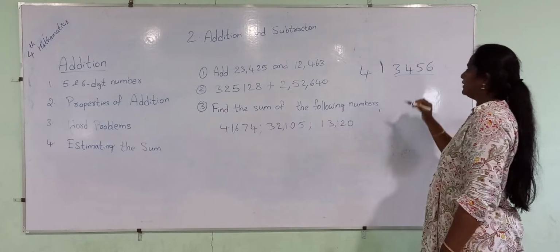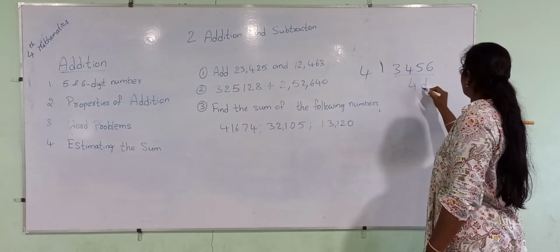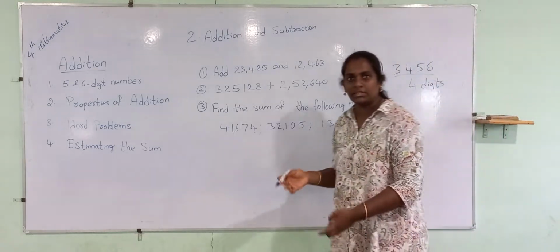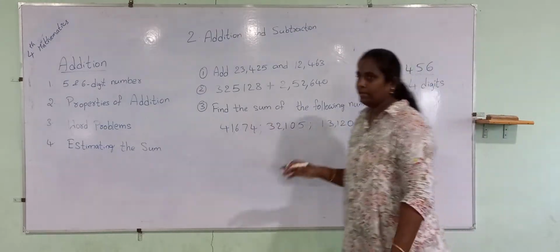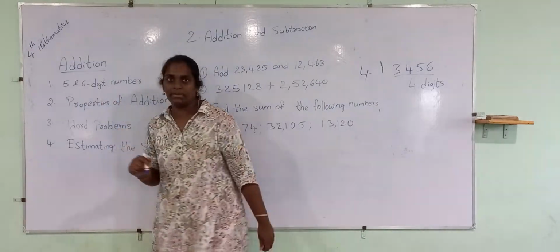Here how many digits are there in this number? 1, 2, 3, 4. 4 digits are there. You learn up to 4 digits. Addition or subtraction, anything you learn up to only 4 digits. But in this chapter, we learn up to 5 and 6 digit numbers.